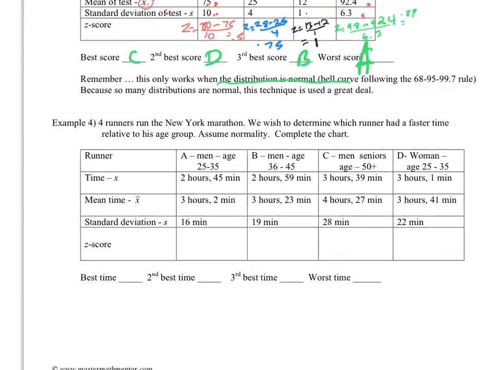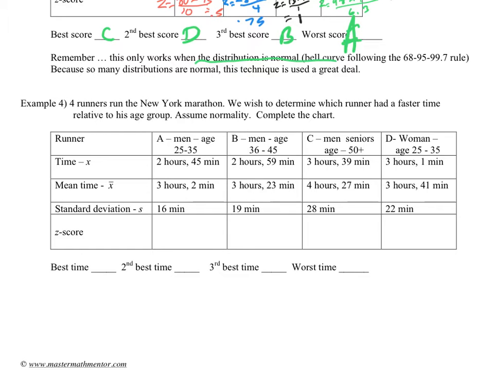So let's look at another scenario. A race in the New York Marathon, and they randomly picked 4 runners. Runner A was a man between 25 and 35. Runner B is another male runner, from 36 to 45. C was an old man, age 50 and higher. The 4th person was a young female, 25 through 35.